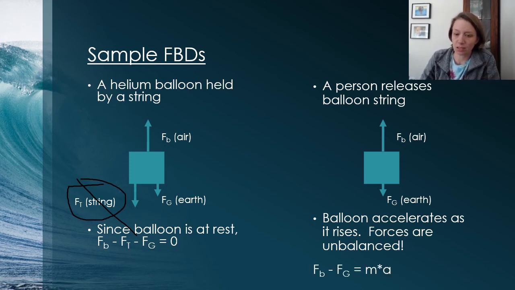I've got my positive FB up, my negative FG down, but instead of being equal to 0, they're going to be equal to the mass of the balloon times whatever acceleration it experiences as it rises. So this is Newton's second law, F equals ma, or a equals sigma F over m, for the scenario of the released balloon.